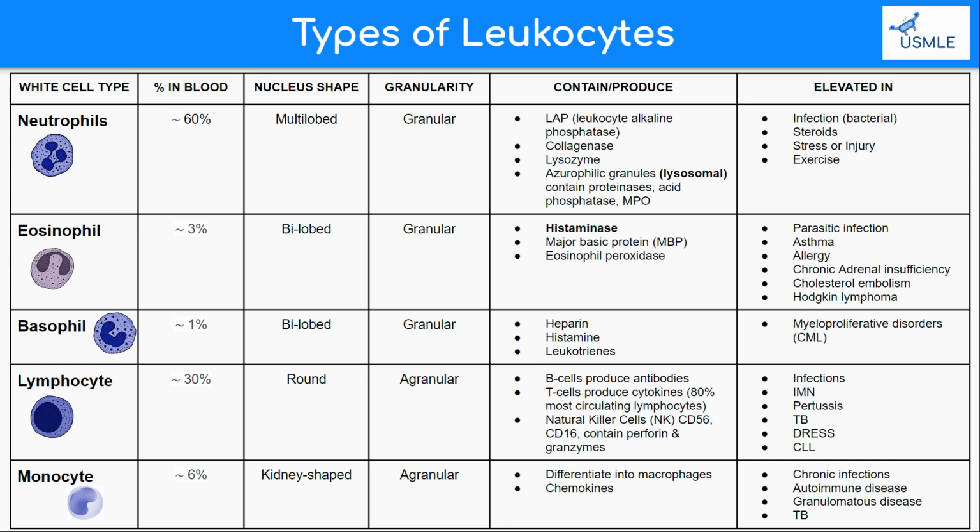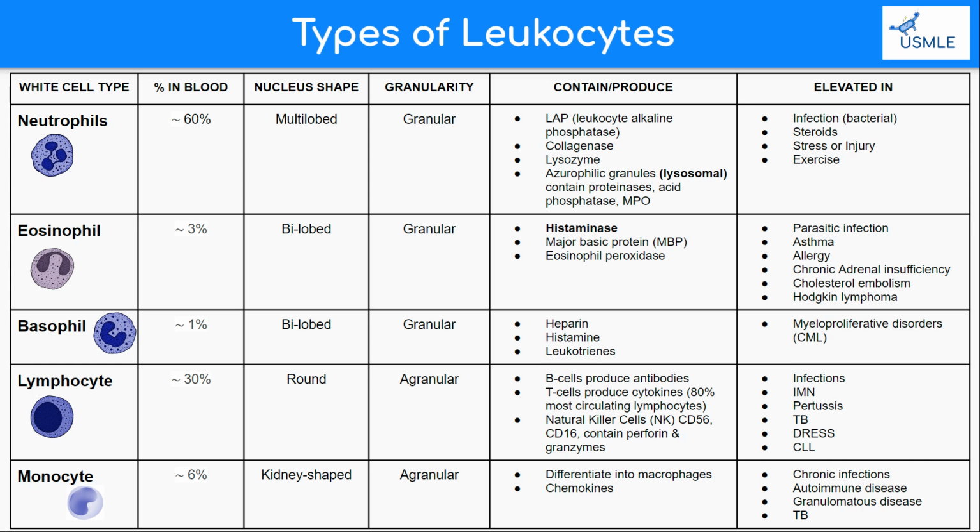Following them, eosinophils, about 3% in the blood, have a bilobed nucleus, and sometimes it may be called a spectacle-shaped nucleus. These contain histaminase and not histamine, and major basic protein along with eosinophil peroxidase. These are characteristically raised in parasitic infection. Basophils also have a bilobed nucleus and contain heparin, histamine, and leukotrienes. These are characteristically raised in myeloproliferative disorders like CML.